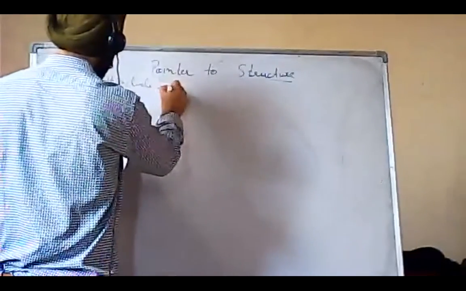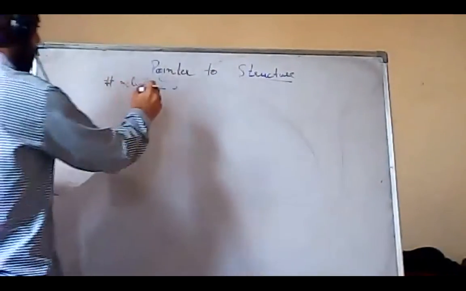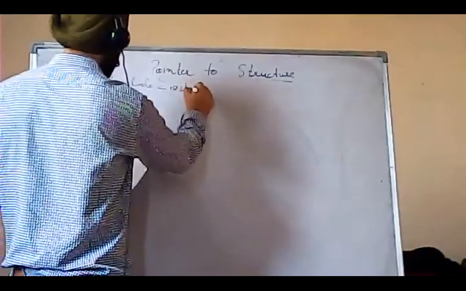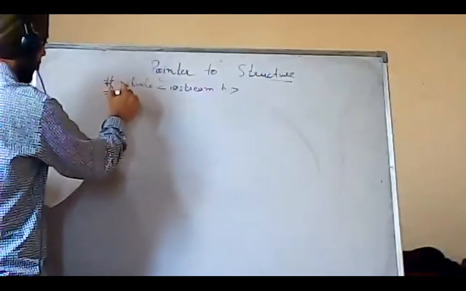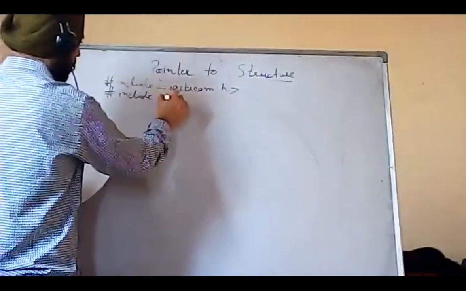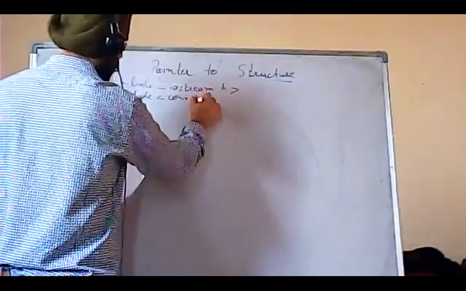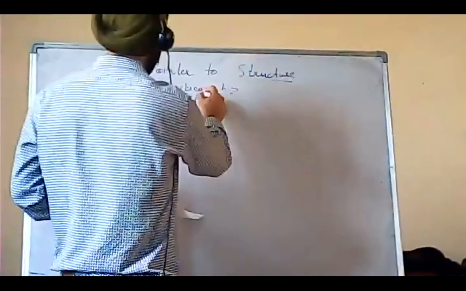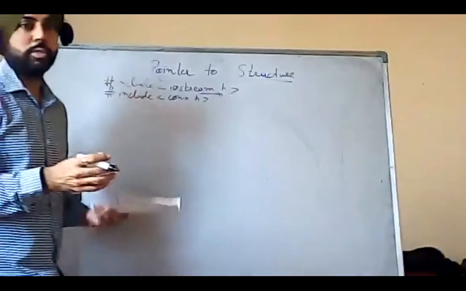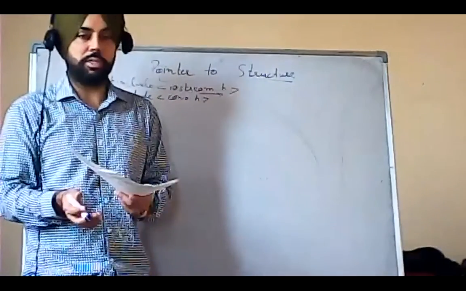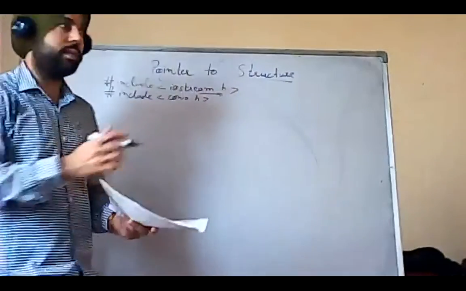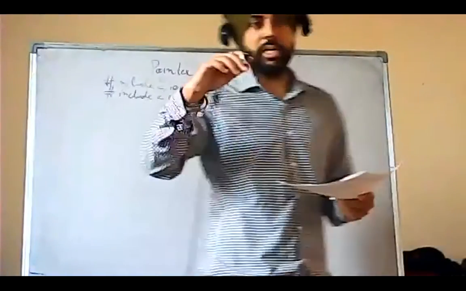It is #include <iostream.h>. The second header file is #include <conio.h>. The iostream header file, you people know about it. We are using iostream specifically for input and output when using cin and cout in C++. The second, conio.h, is specifically used for console input output.